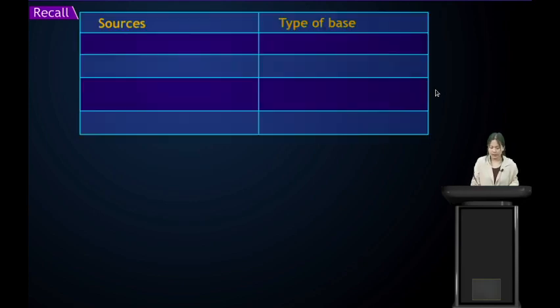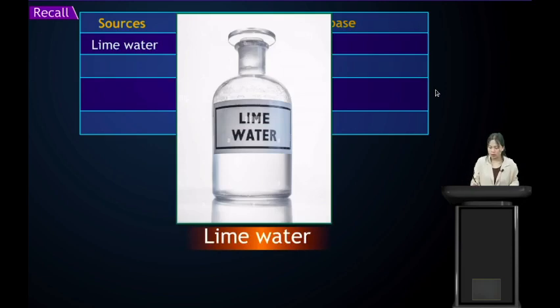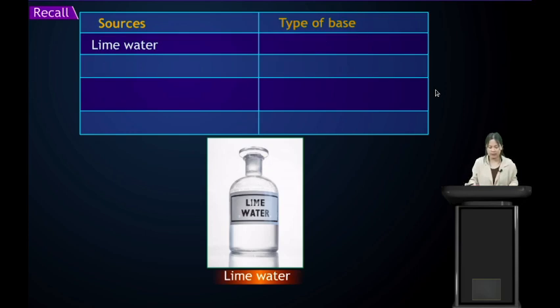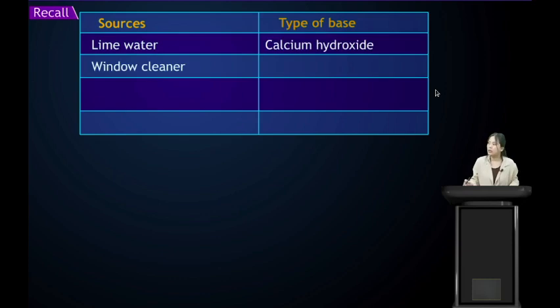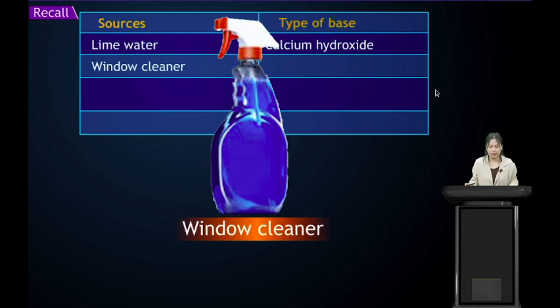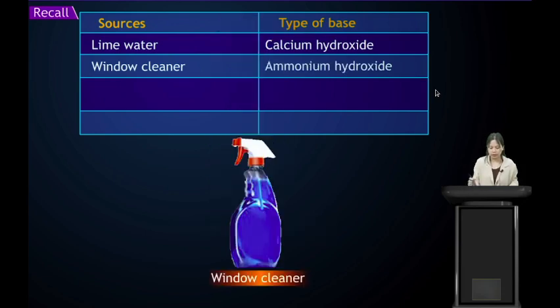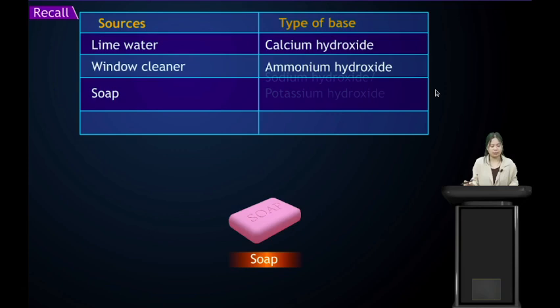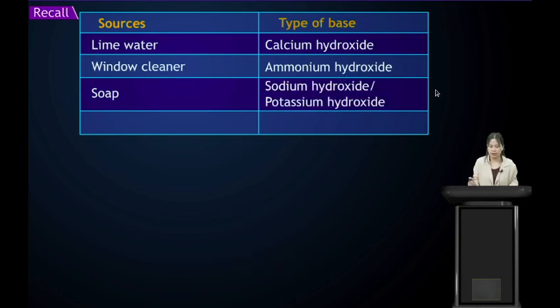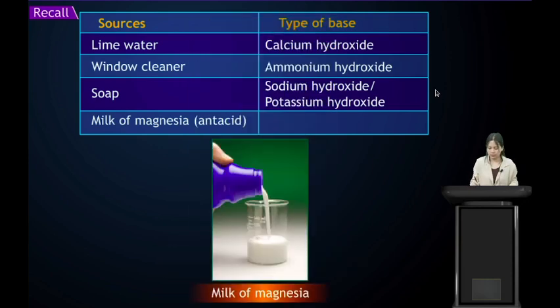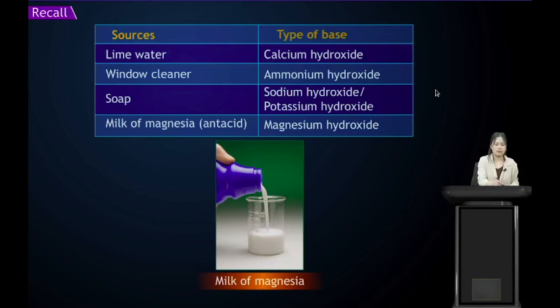Now let us see some types of bases. In lime water, the base present is calcium hydroxide. In window cleaner, the base present is ammonium hydroxide. In soap, the base present is sodium hydroxide or potassium hydroxide. In milk of magnesia, an antacid, the base present is magnesium hydroxide. So these are some of the sources and types of bases. So we have seen acids and bases. The first thing we discussed is that acids are sour in taste, and bases are bitter in taste.